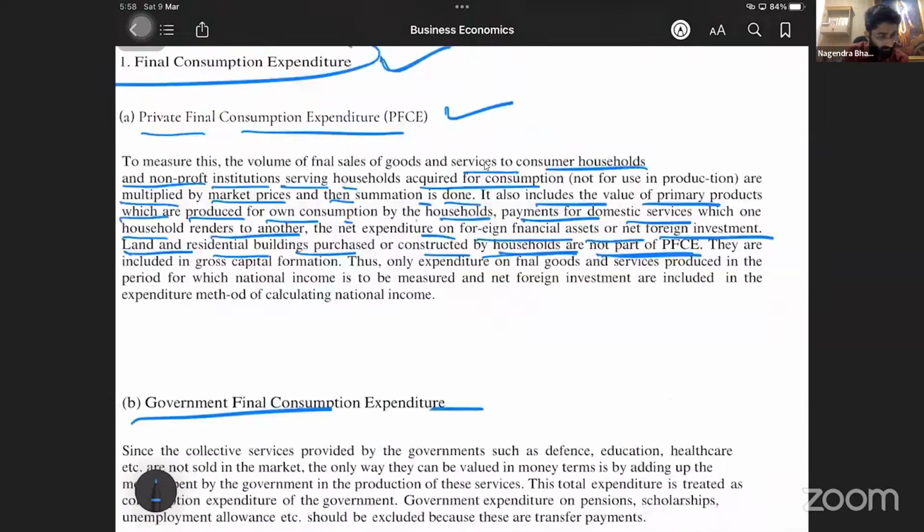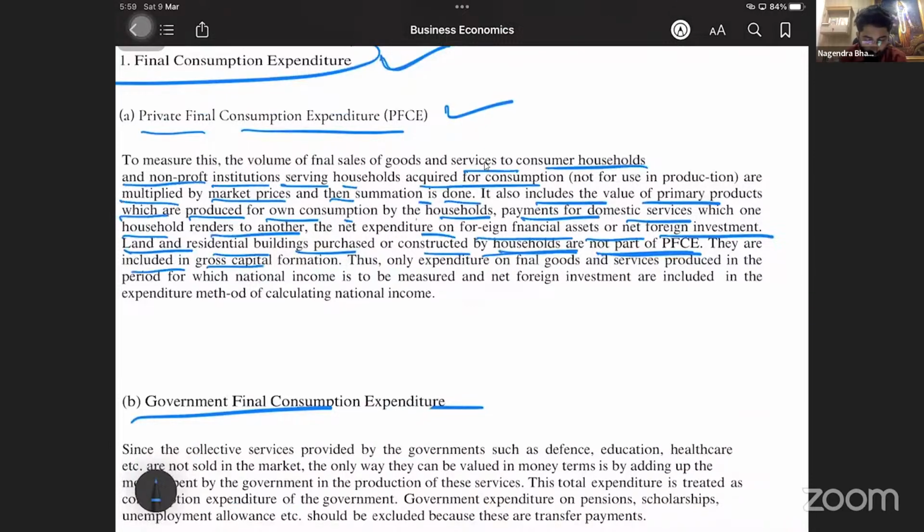Sir, they are included in gross capital formation. I just told you now, they are included in capital formation. Thus, only expenditure on final goods and services produced in the period for which national income is to be measured, and net foreign investments, are included in the expenditure method of calculating the national income.